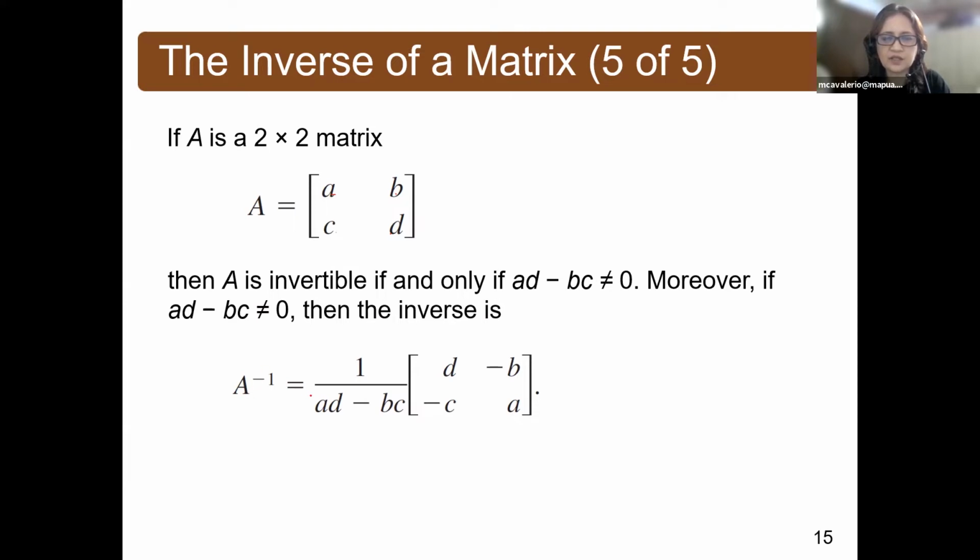So you have the inverse of A is equivalent to 1 over this quantity AD minus BC, which is not equal to 0, multiplied by the matrix wherein A and D are interchanged. So you have your D and A, and applying the sign opposite to your B and C. So this now will be the inverse of a 2 by 2 matrix A.